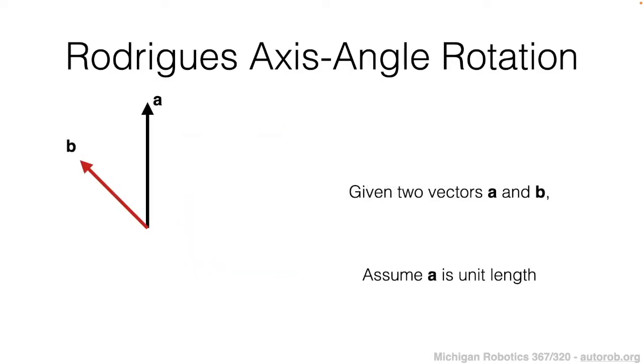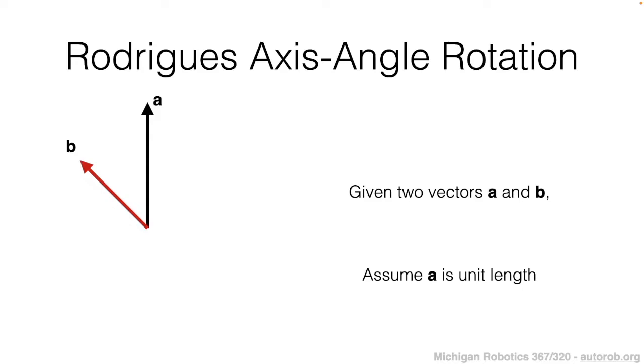So in this formulation, what we're going to assume we're given is two vectors, A and B. And in addition to this, let's assume that vector A has unit length, just like the axes that we're going to be working with for projects 3, 4, 5, and 6 have unit length. By axes, I mean like the x-axis, the y-axis, the z-axis. They all have unit length.